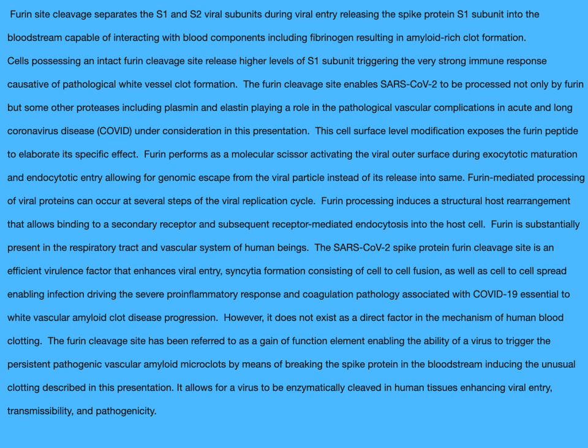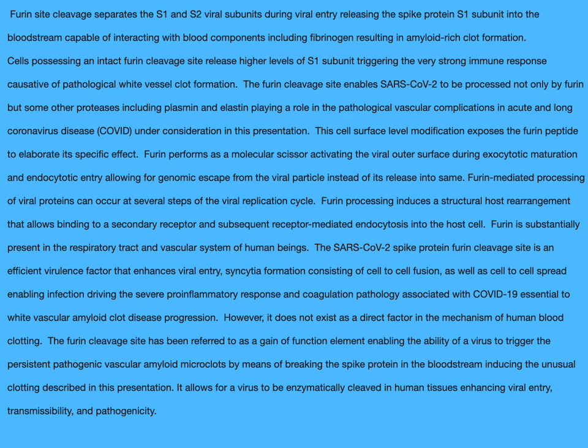Furin site cleavage separates the S1 and S2 viral subunits during viral entry, releasing the spike protein S1 subunit into the bloodstream, capable of interacting with blood components, including fibrinogen, resulting in amyloid-rich clot formation. Cells possessing an intact furin cleavage site release higher levels of S1 subunit, triggering the very strong immune response, causative of pathological white vessel clot formation.